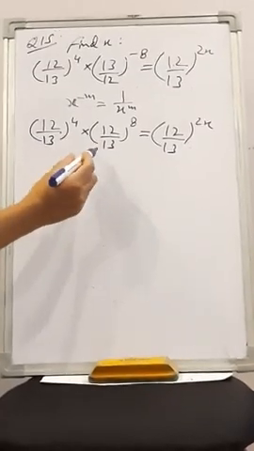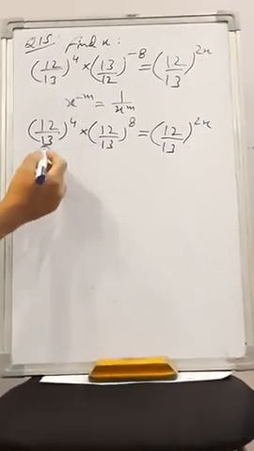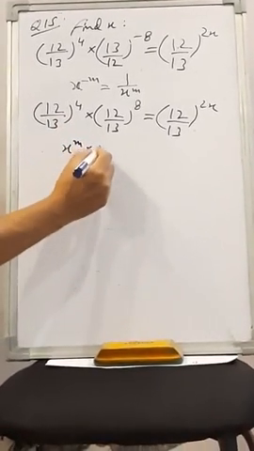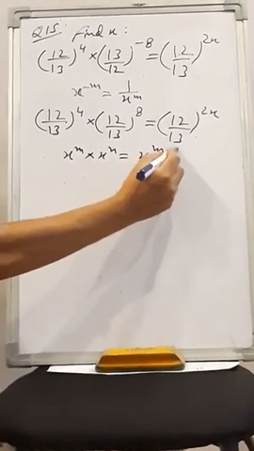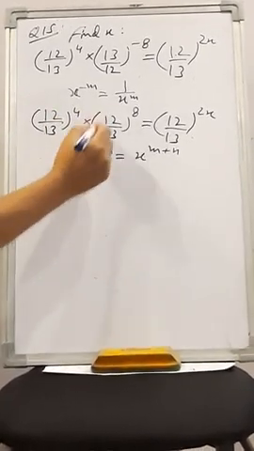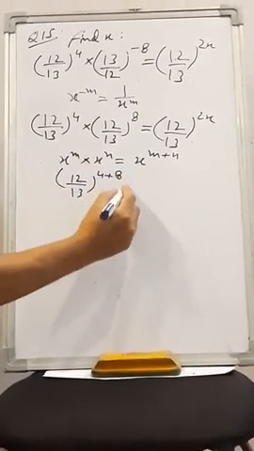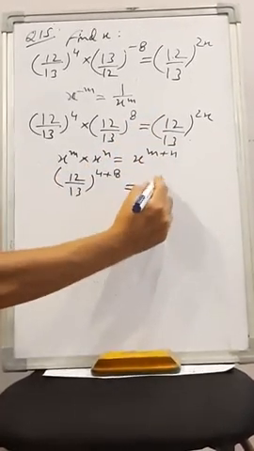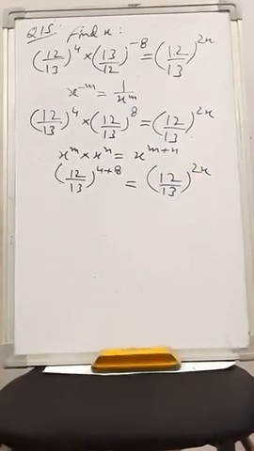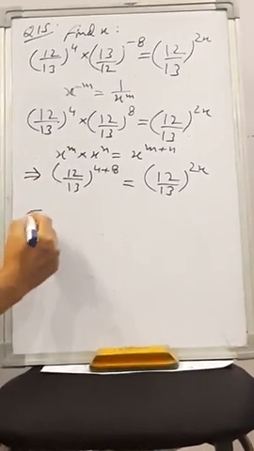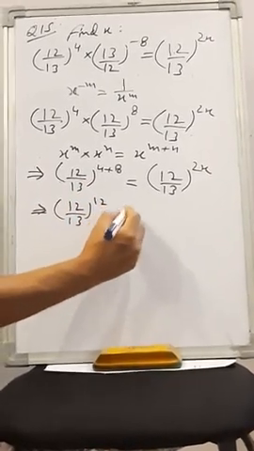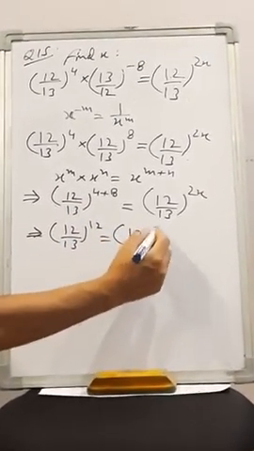Now look at the left hand side. The base is the same in both and it is a product. So the product law can be applied here. x to the power m into x to the power n is x to the power m plus n. Apply this law. So it is 12 upon 13 to the power, the powers get added in product law. And on the right hand side it is a single base, so it will be written as it is, no change in it. So 12 upon 13 to the power 4 plus 8, that is 12, equal to 12 upon 13 to the power 2x.